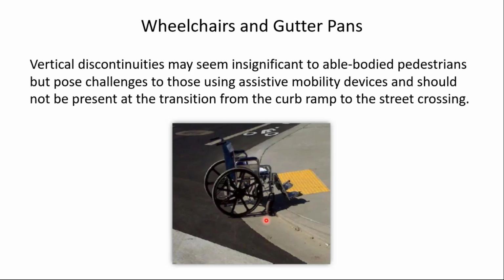And you can see what happens. The wheelchair wheels stop suddenly and the wheelchair stops suddenly. And actually, if someone was in the chair, they might be pitched forward onto the sidewalk, which is not a good thing. So as the slide notes, for able-bodied pedestrians, that 3/4 inch lip or 1-inch lip really may just seem insignificant. We can just step over it. But for people using assistive devices, that can be a real barrier and a safety issue as well.